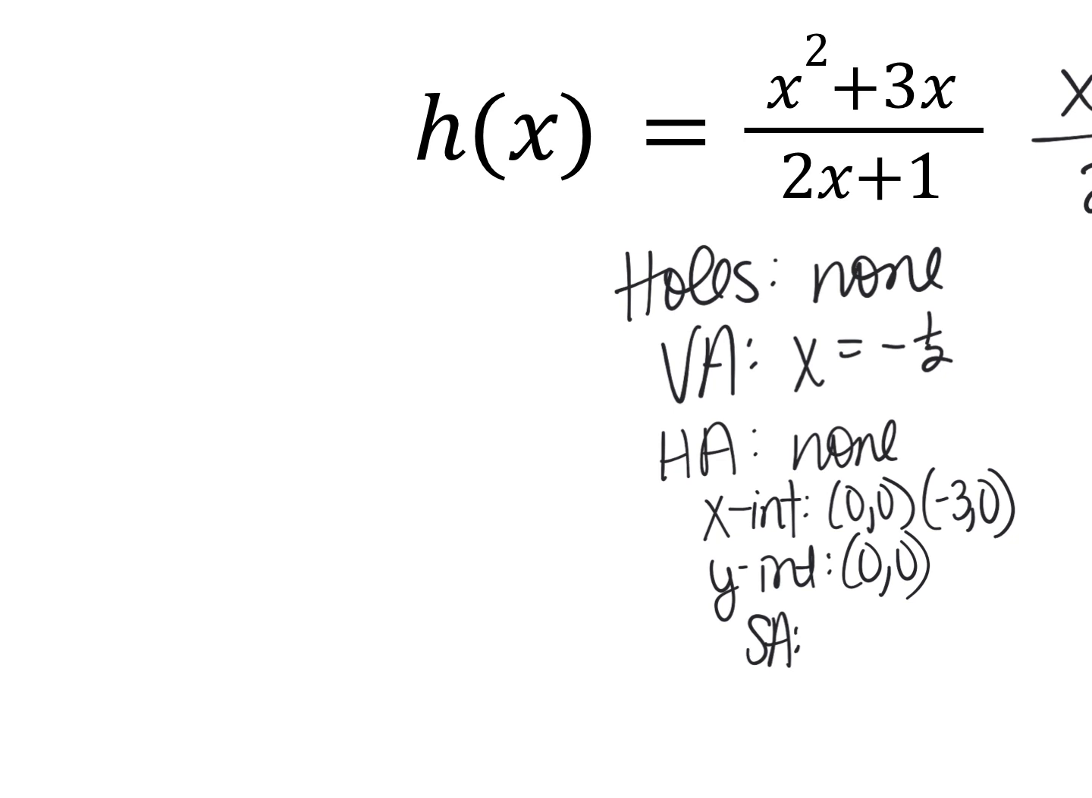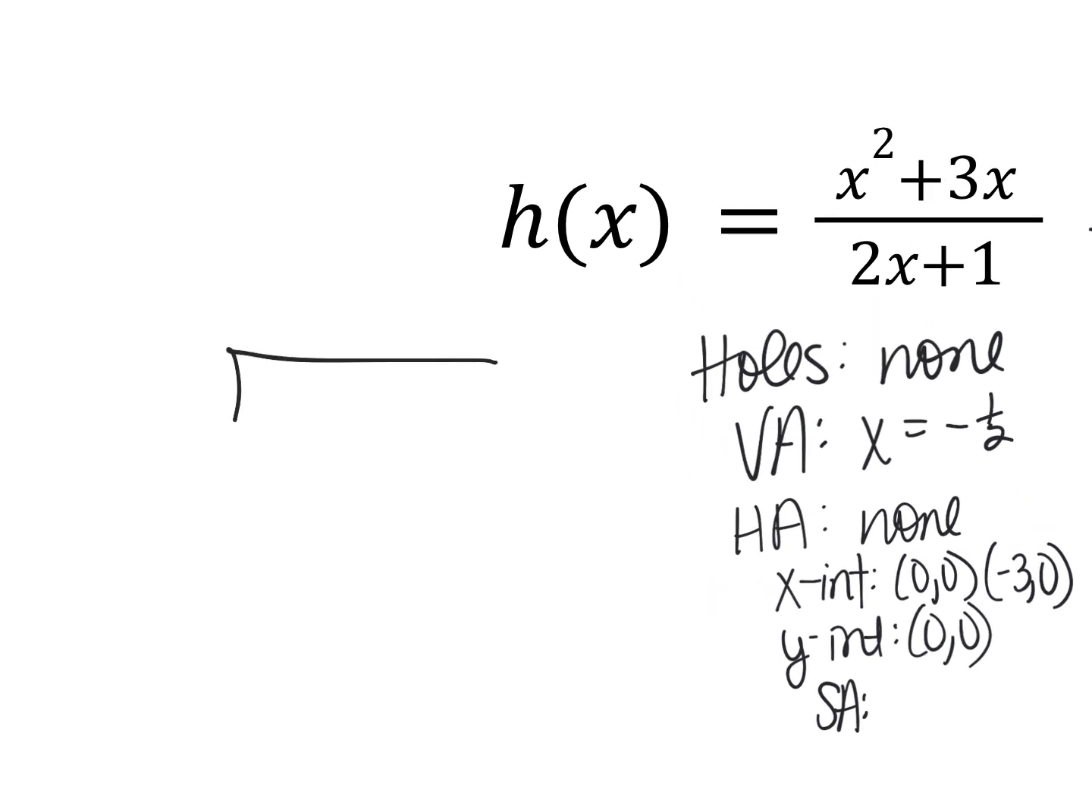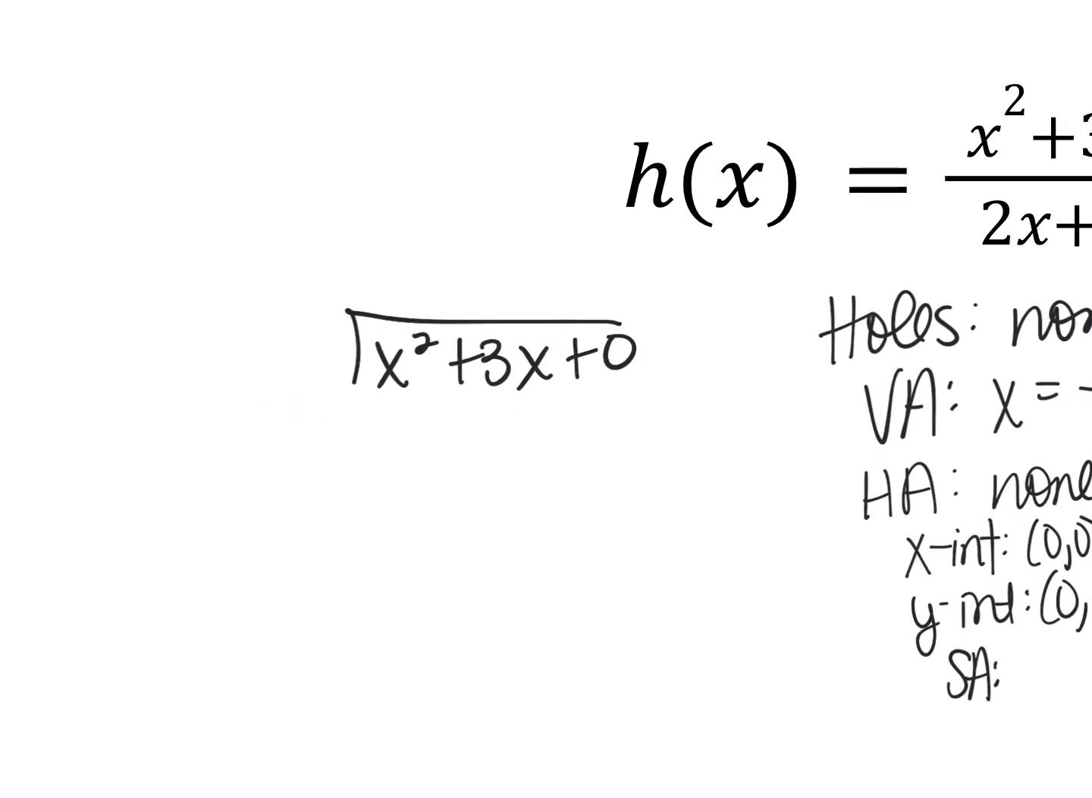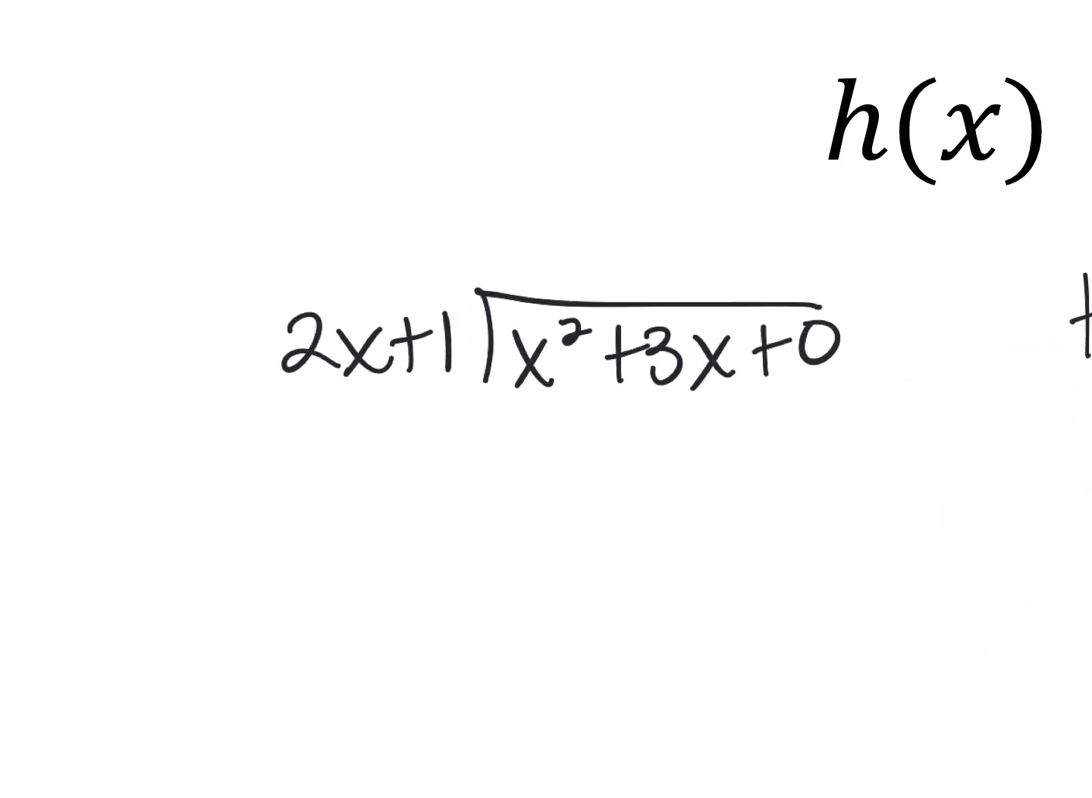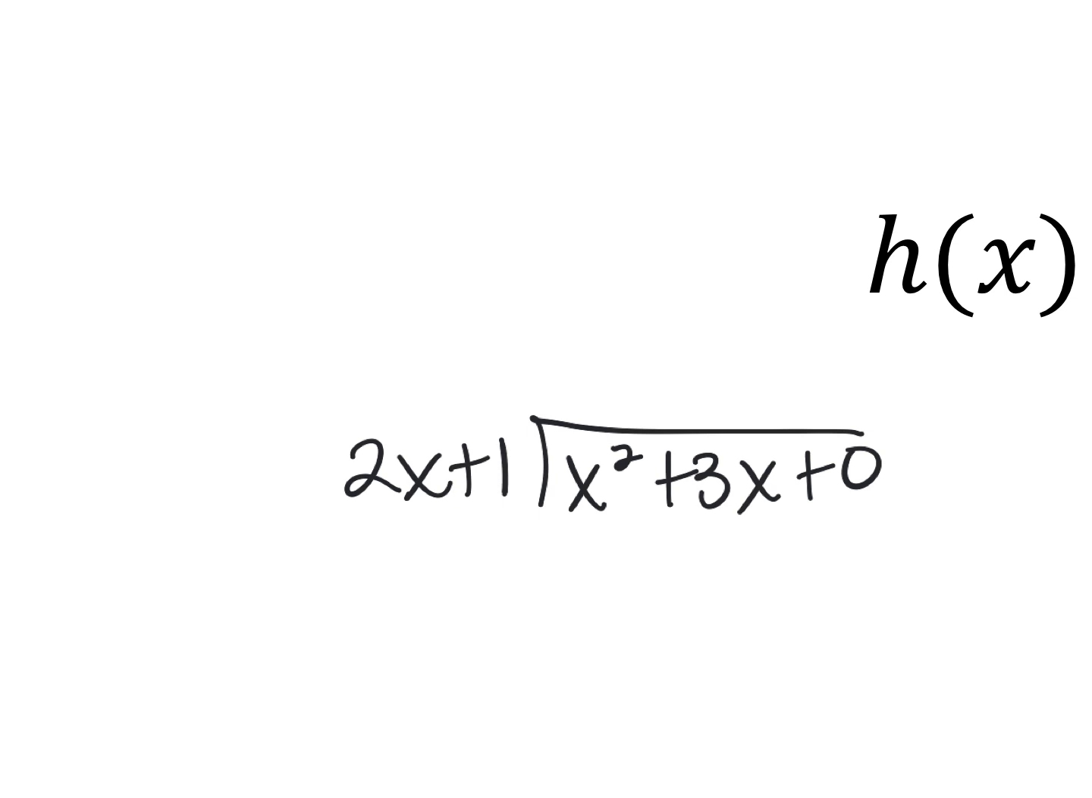Okay, so let's do it. There are skips in your dividend, excuse me. So x squared plus 3x plus 0 divided by 2x plus 1. This is a fun one. Okay, so 2x times what gives you x squared? Or another way, if it helps you, 2x times what gives you x to the second power?